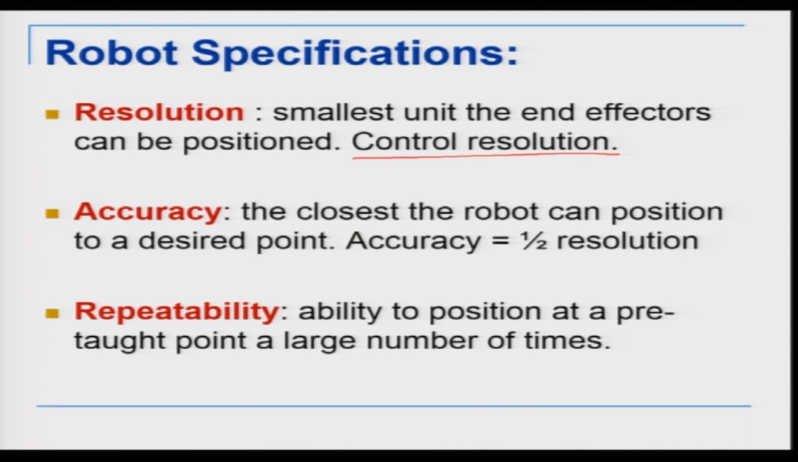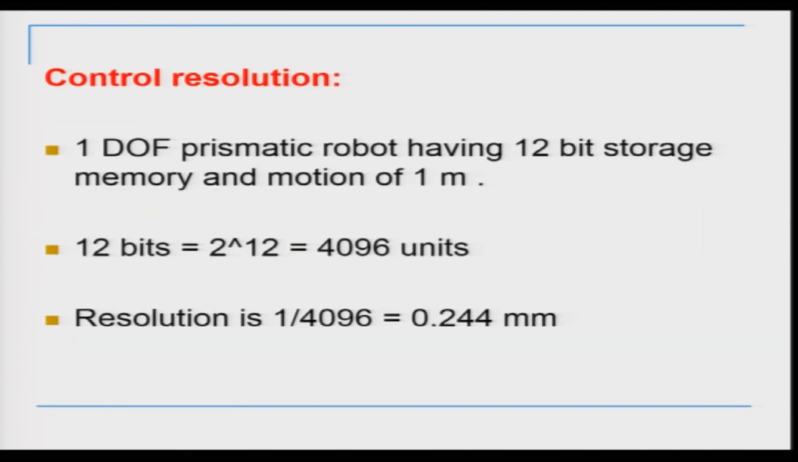Now the control resolution essentially would be because one of the parameters is that in the memory of the robot there is a finite number of storage, or the memory of the robot can only store in a particular sequence depending on the number of bits it has.